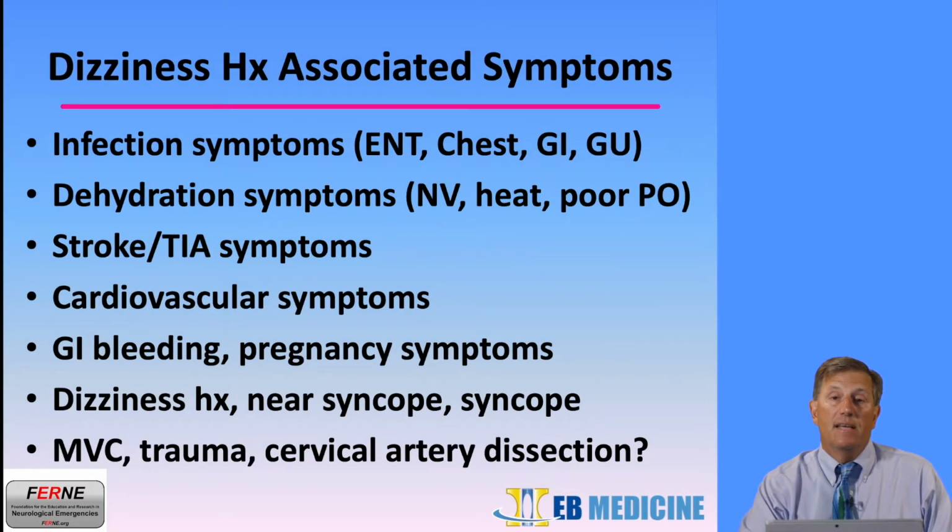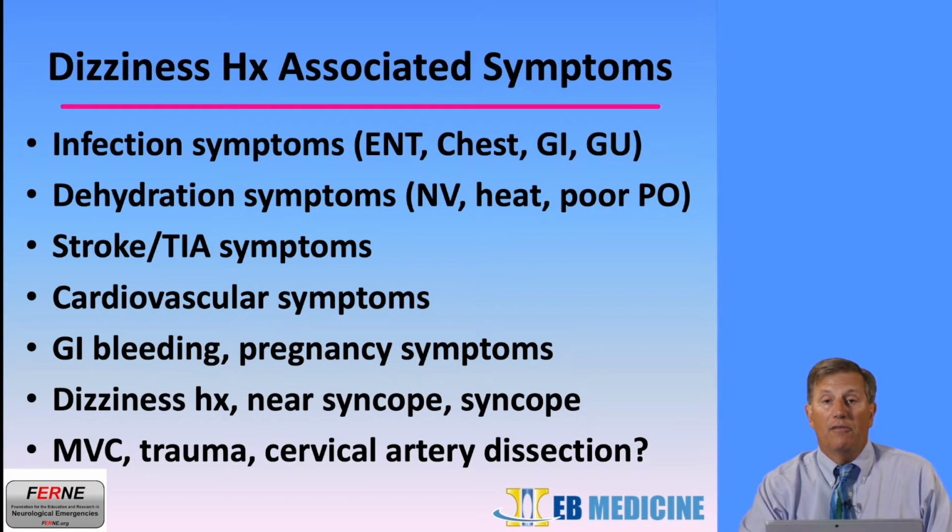Next, let's consider dizziness history associated symptoms. Are there infection symptoms, ENT symptoms that might be causing irritation to any portion of the head and neck? Are there chest, GI, or GU symptoms that can be causing fever or dehydration, for example? Are there specific dehydration symptoms, nausea and vomiting, exposure to heat, poor PO intake? Are there specific stroke, posterior stroke, or TIA symptoms?